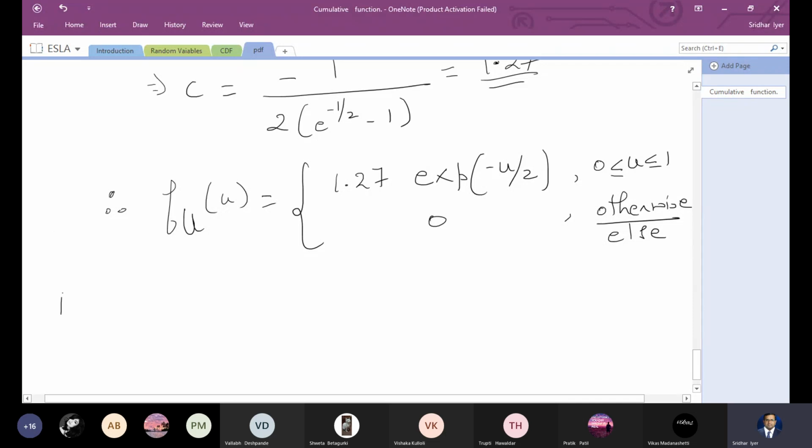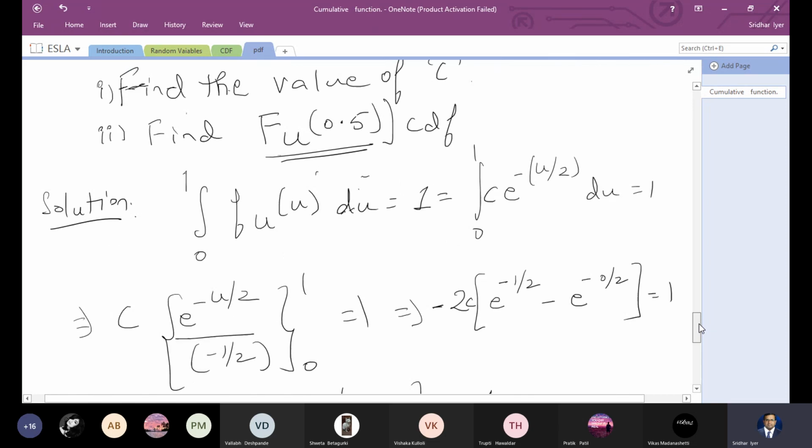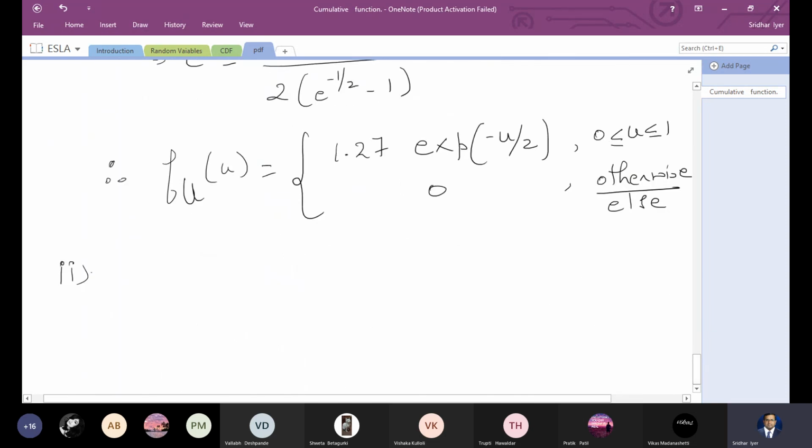Now let's look at the second part. So in the second part, let me scroll up. In the second part, they are asking us to find fu of 0.5. So if you look at the second part here, they are asking you to find fu of 0.5 and it's capital F. So basically, this is the CDF. This is the CDF. So in the second part, we need to find fu of 0.5.